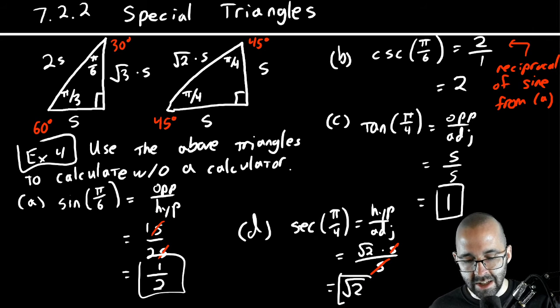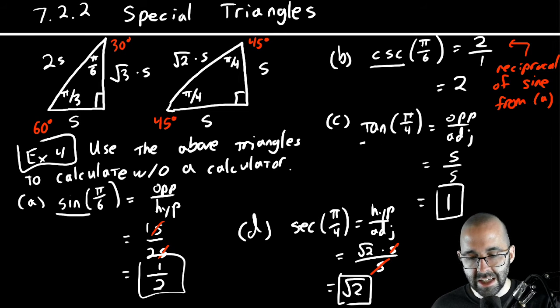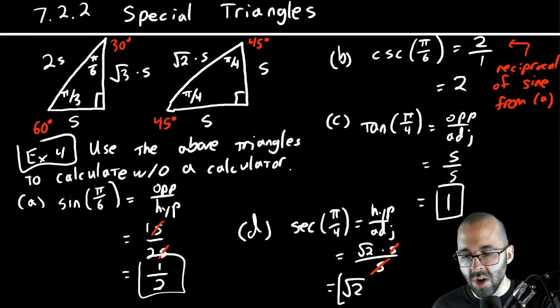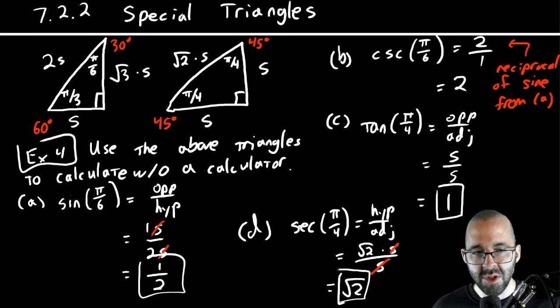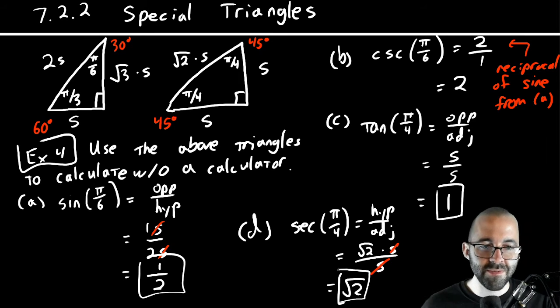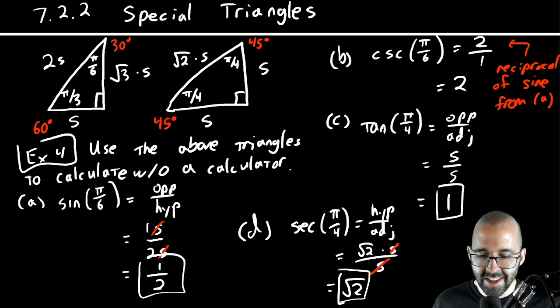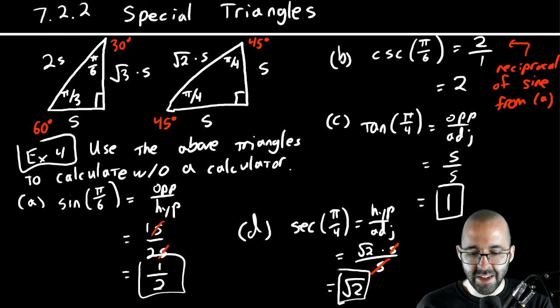And again, we're dealing with trig functions: sine, cosecant, tangent. These are all talking about ratios. What are the ratios of these sides for these angles? 1 to 2, 2 over 1, 1 over 1, 1 to 1. They're the same. Square root of 2 over 1, if you want. All right. So that's what we have going here.